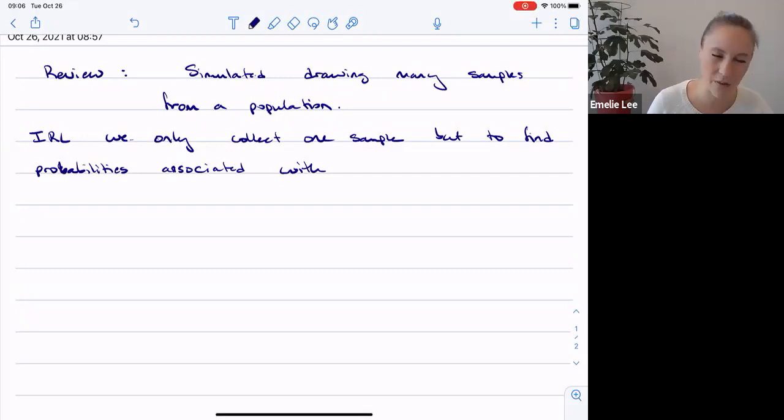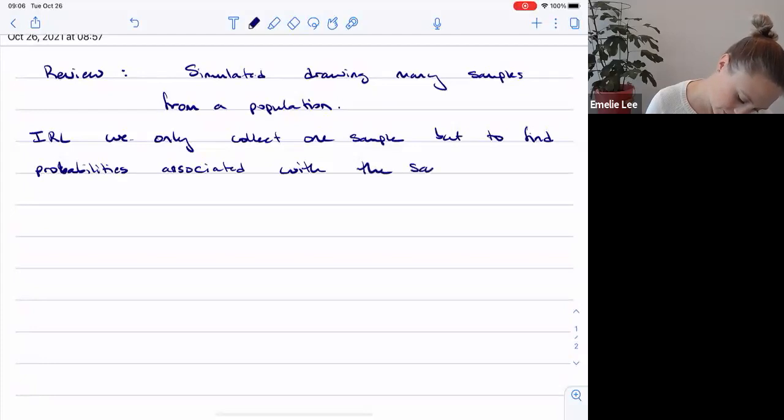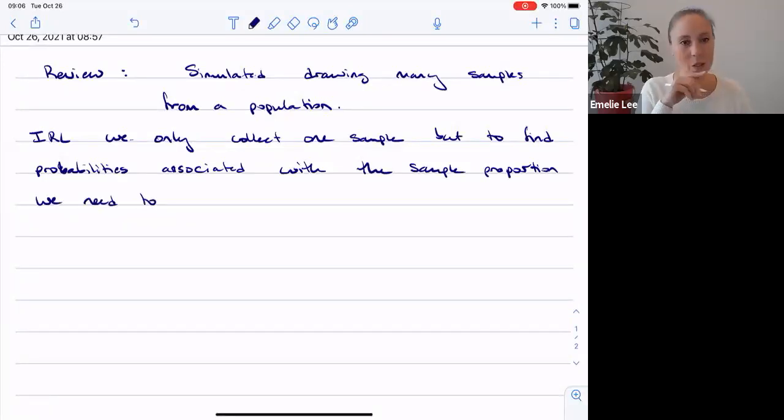I'll stick to the one that we're looking at, the sample proportion. With the sample proportion, we need to know what distribution it comes from. So what shape would it come from if we looked at many sample proportions? And that's what we looked at, and we actually found the sampling distribution.